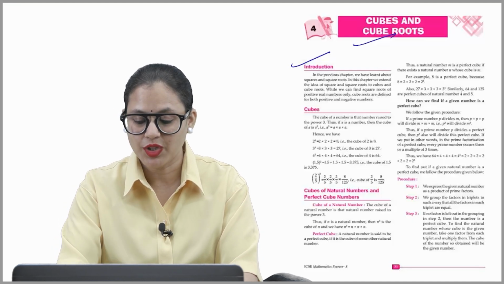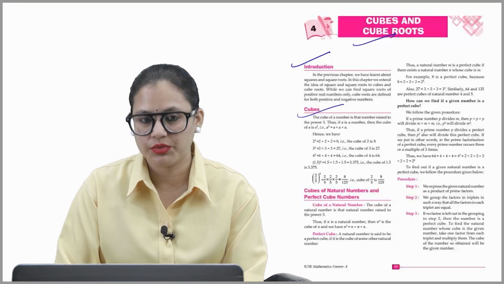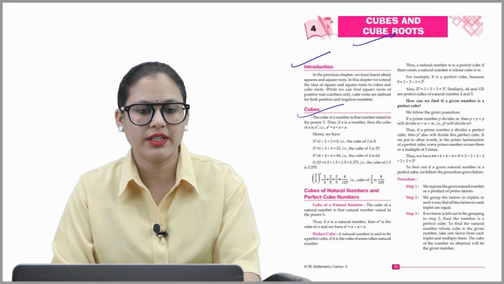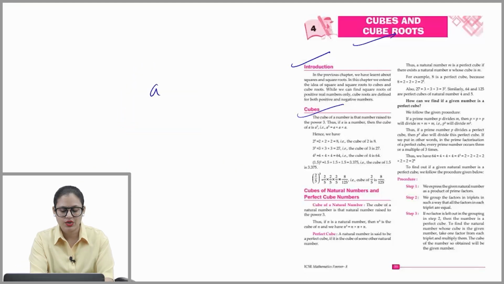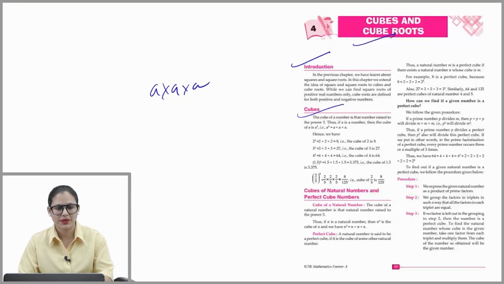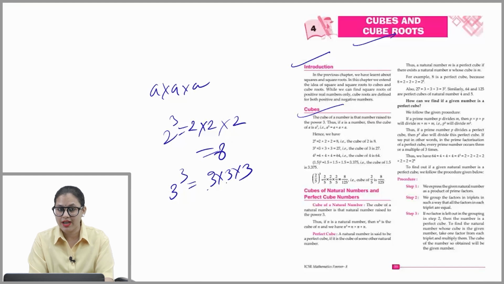numbers. Cubes. The cube of a number is that number raised to the power 3. Thus, if a is a number, then the cube of a is a raised to the power 3, that is a into a into a. It means we have to multiply the number 3 times. Okay. So, 2 raised to the power 3 is what? 2 into 2 into 2 is equal to 8. 3 raised to the power 3 is 3 into 3 into 3. That is, 3 3s are 9, 9 3s are 27, and so on.